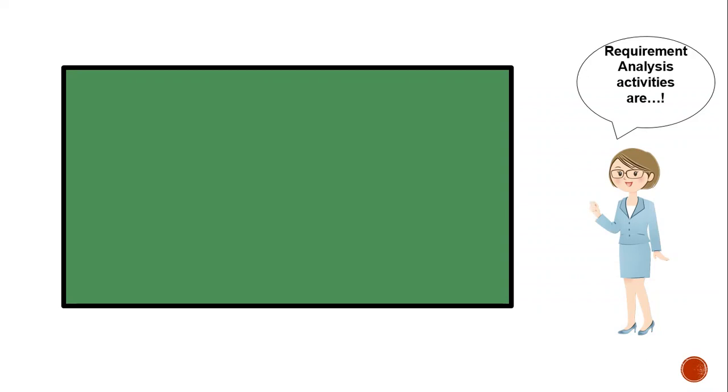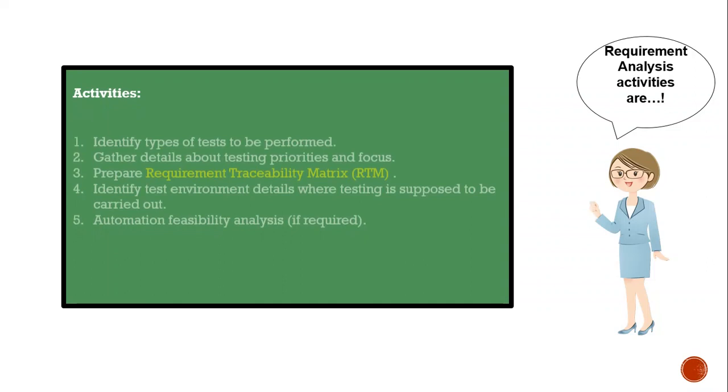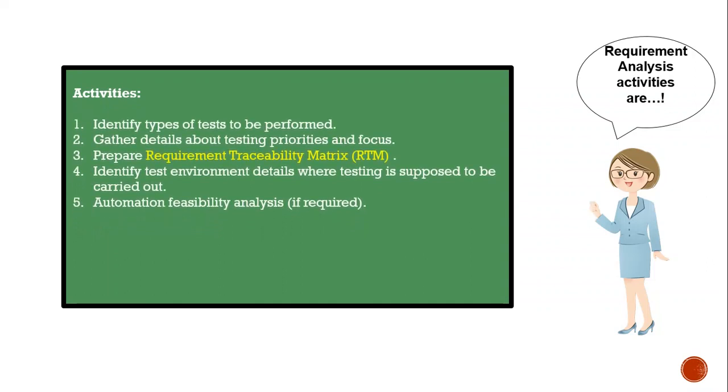Now, what are the activities in requirement analysis? Activities are: first, identify type of test to be performed, gather details about testing priorities and focus, prepare a requirement traceability matrix, that is RTM, identify test environment details where testing is supposed to be carried out, automation feasibility analysis if required.